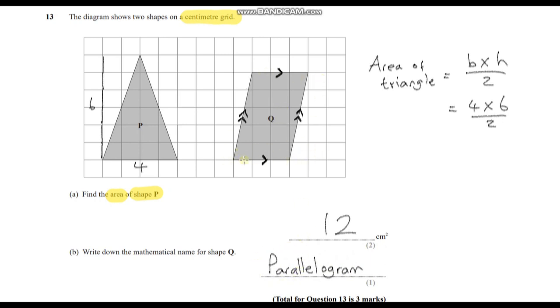If these four sides were also the same length, then it would be a special type of parallelogram, which would be a rhombus, but we can clearly see that these are different lengths. So this length here is different to this length. So it's just a bog standard parallelogram.